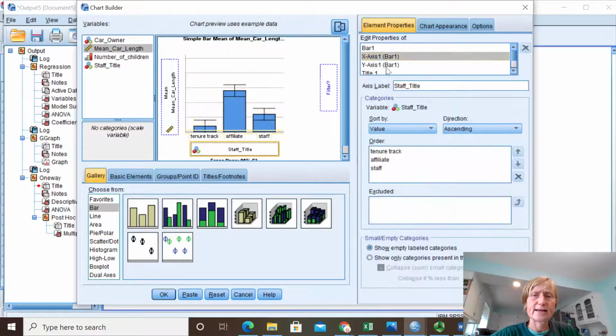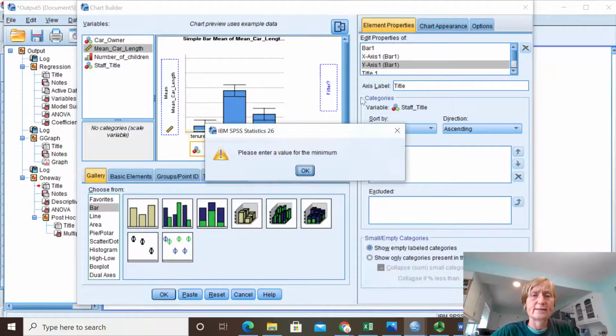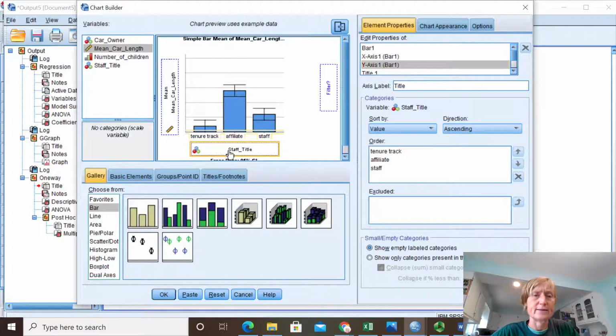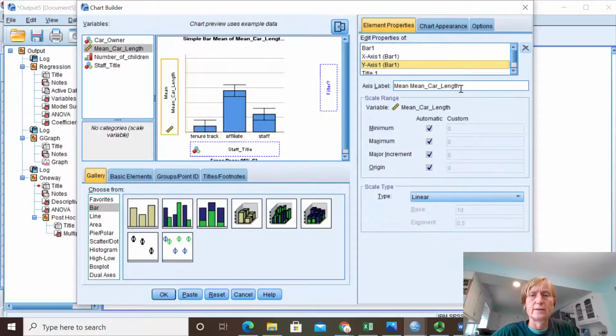And then for the x-axis, we call them staff title. Let's just write down title, I think is better. For the y-axis, oh, sorry, I don't know why it does that. And then for the y-axis, I might want to write down the mean car length. Mean car length in meters, like that. Something like that. I think we're ready to go.